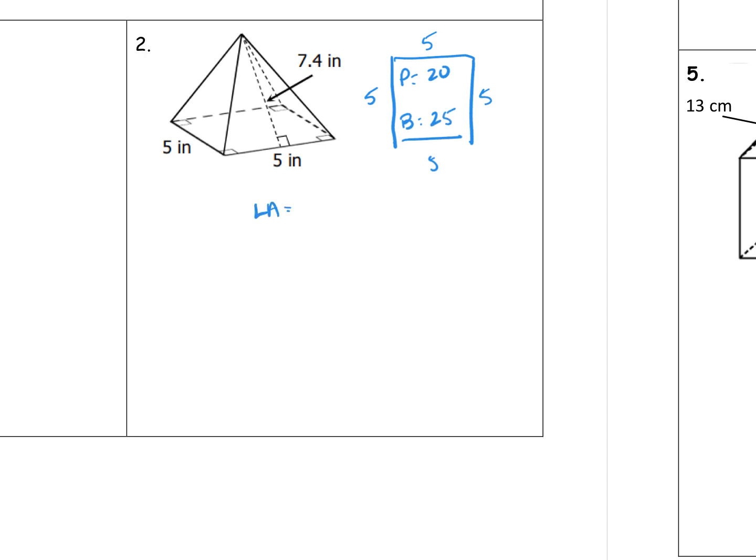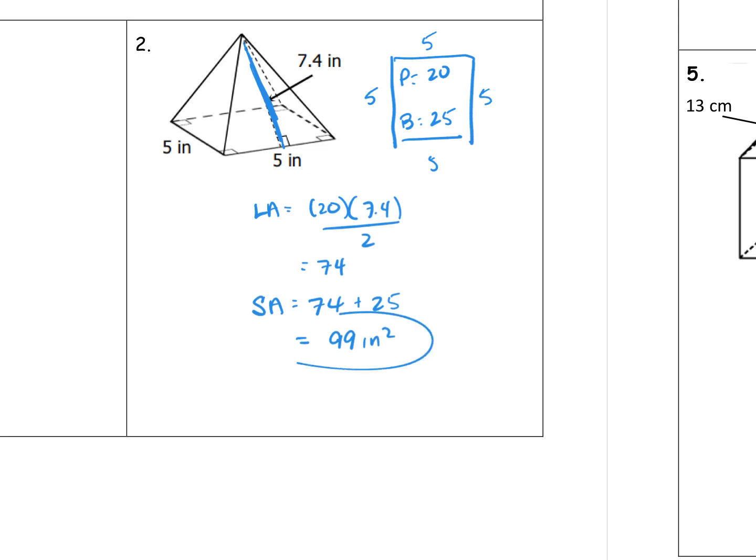So lateral area is the perimeter of that base times the slanted height. Again, I see the slanted height here is 7.4, and then divide by 2. So 20 times 7.4 divided by 2, and we're going to get 74 as our lateral area. Surface area says take whatever number that is plus the area of one base. So 74 plus 25, and that's going to give us 99 inches squared.